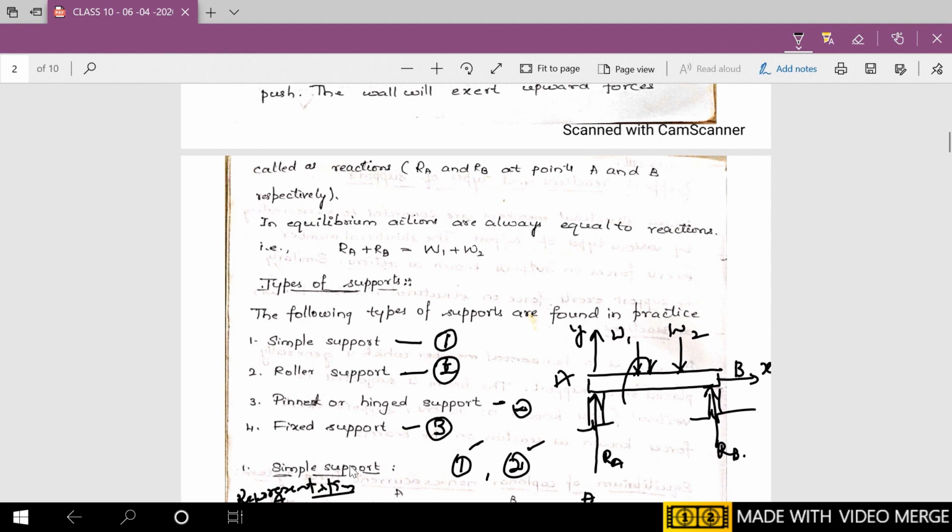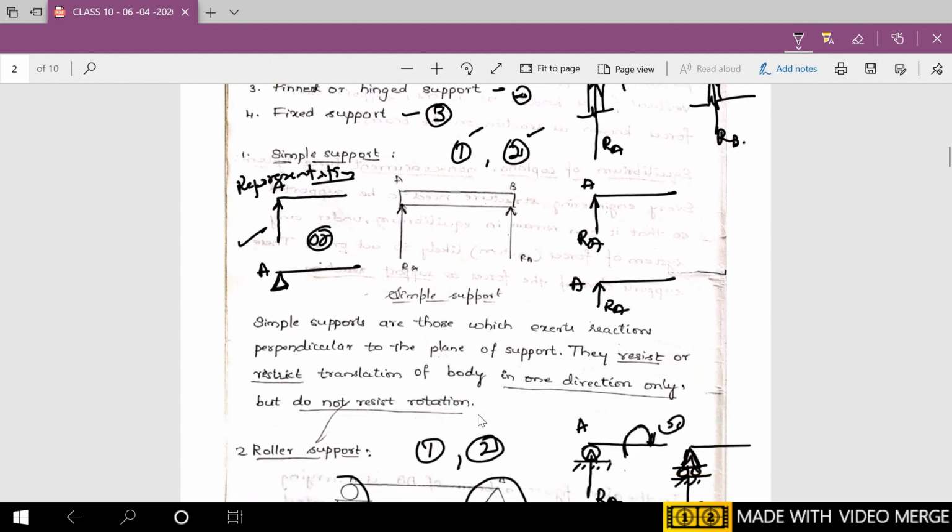So you have to remember the names of the supports: simple, roller, pinned or hinged, fixed. And what are the different representations of each one, how it is represented, and depending on the representation, you have to identify the type and then you have to give the reaction. So for simple and roller, representation is different but the reaction is the same. Pinned representation is again in a different manner when compared to others, but two reactions. Fixed, three reactions. This you have to remember.